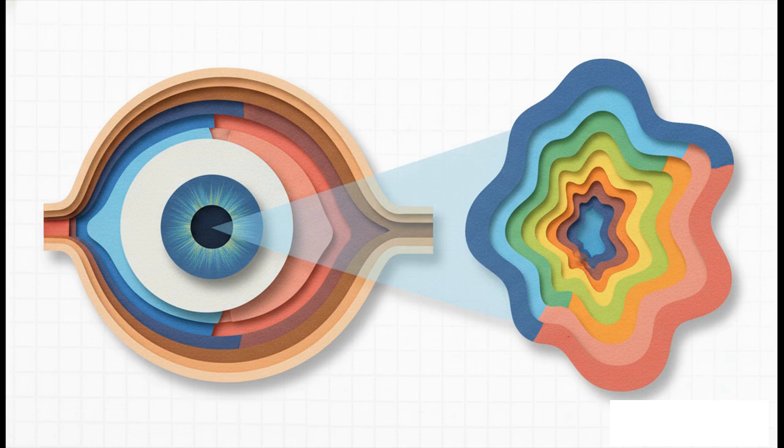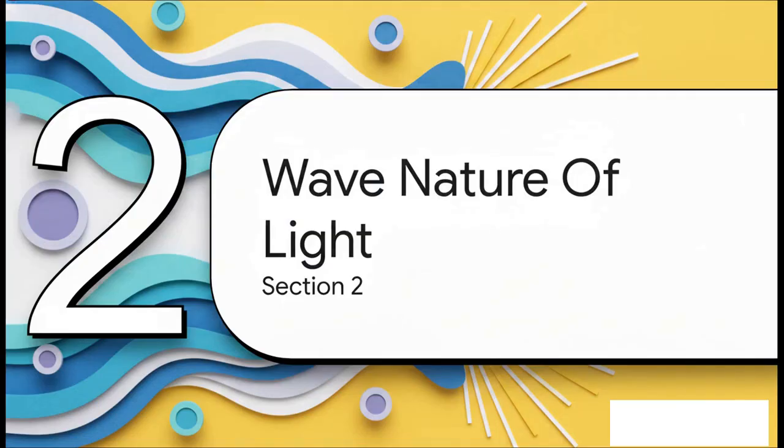But here's the catch. Light travels ridiculously fast, right? So we can't just set a timer to see how long it takes to bounce back like we do with sound. We have to use a totally different trick. Which brings us to the physics of it all. That brings us to Section 2, the wave nature of light.